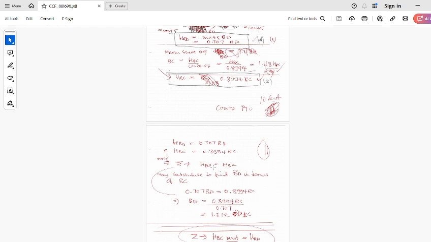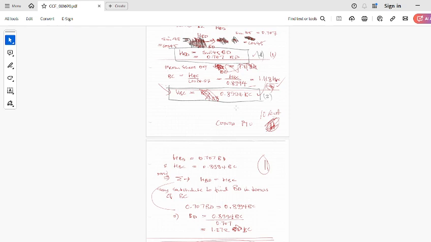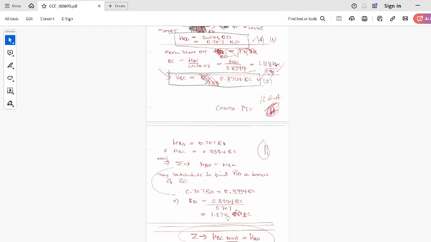So HBD equals HBC. Substitute to find BD in terms of BC. So 0.707 BD from above equals 0.8994 BC, because HBD equals HBC. HBD is 0.707 BD, HBC is 0.8994 BC. Therefore BD equals 0.8994 BC over 0.707 equals 1.271 BC. So BD equals 1.27 BC.